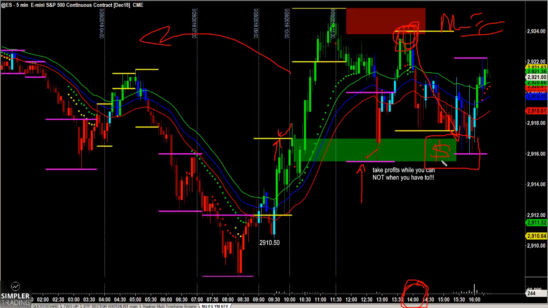Take profit, and that's exactly what our traders did, taking profits here when you can, not when you have to, rather than people waiting for the close. And look at the kind of bounce we got into the close. Unfortunately, anyone who got too greedy left a lot of points on the table because the market wandered up higher.